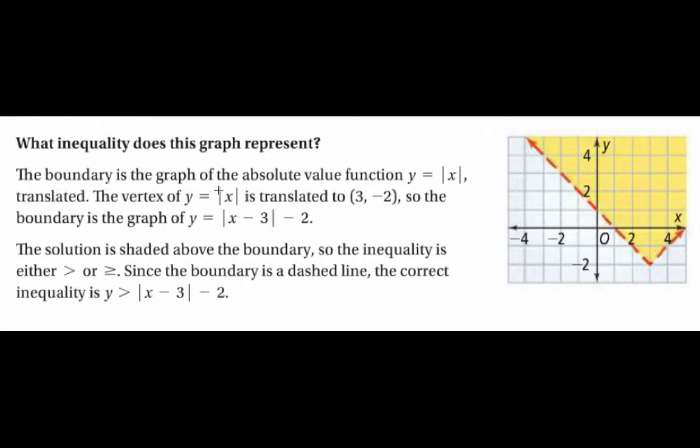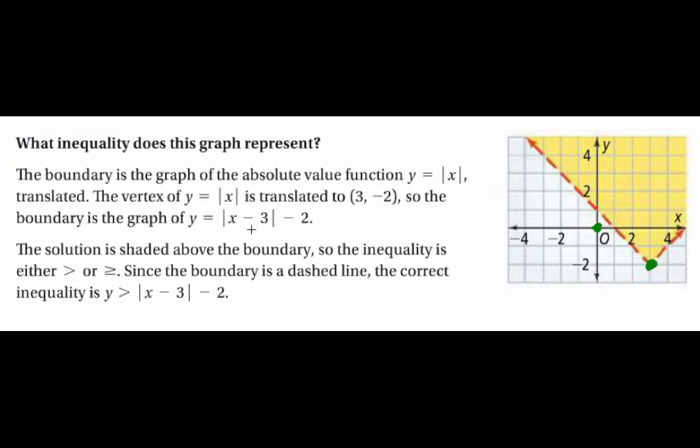So the boundary line is the graph of the absolute value function y equals absolute value of x. It's translated though. So here's our parent function again, but the parent function has been translated. Again, focus on the vertex. The parent function vertex is here. The vertex of our function is here. It's been translated to the right 3 units. It's been translated down 2 units.